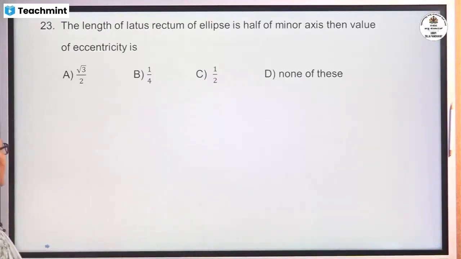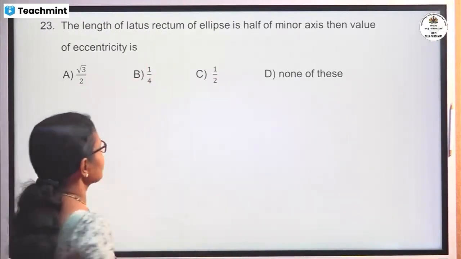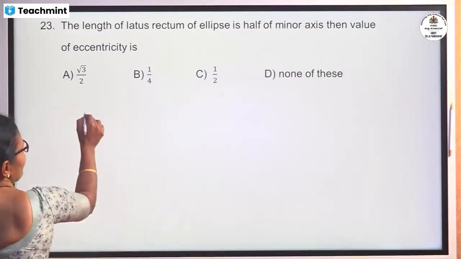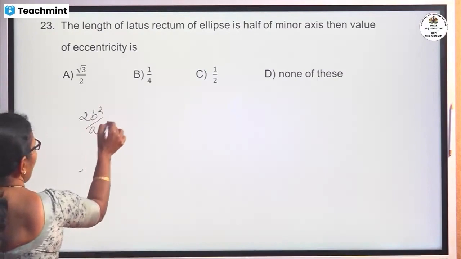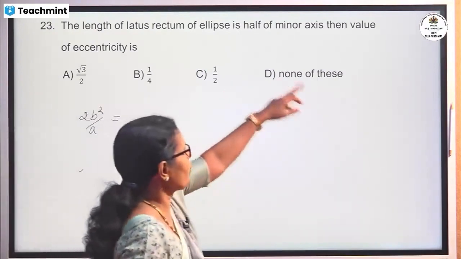Next question number 23. The length of the latus rectum of the ellipse. Length of the latus rectum, that is 2b square by a, is equal to half of the minor axis.